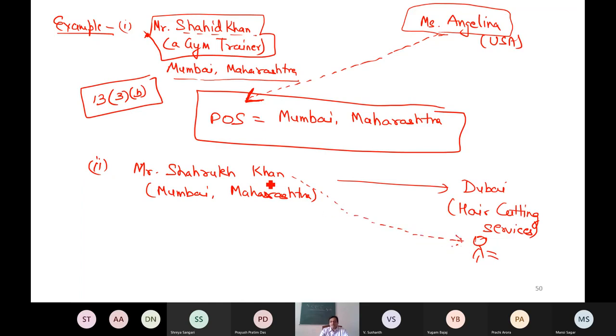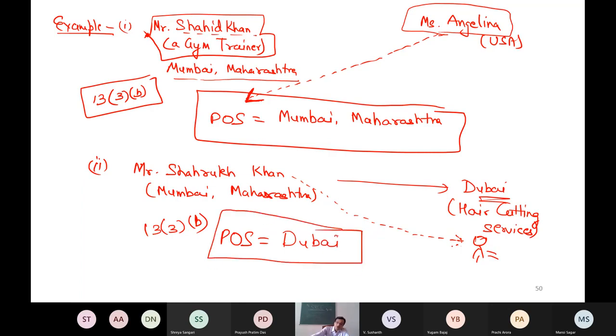Now, when this is the case, I have to apply 13(3)(b), and in this case, the place of supply becomes what? The place where services are actually performed. Dubai becomes the place of supply, and in this case, no GST will be charged because Dubai is outside the taxable territory. You can charge GST only when it is in the taxable territory, that means within India. If the place of supply is outside India, there is no question of any GST. This is the point.